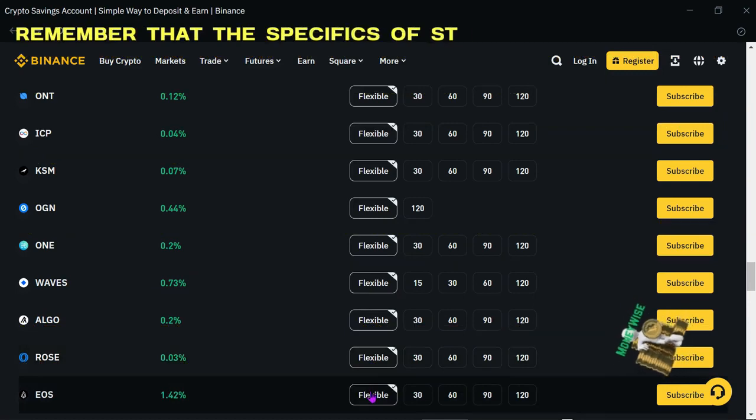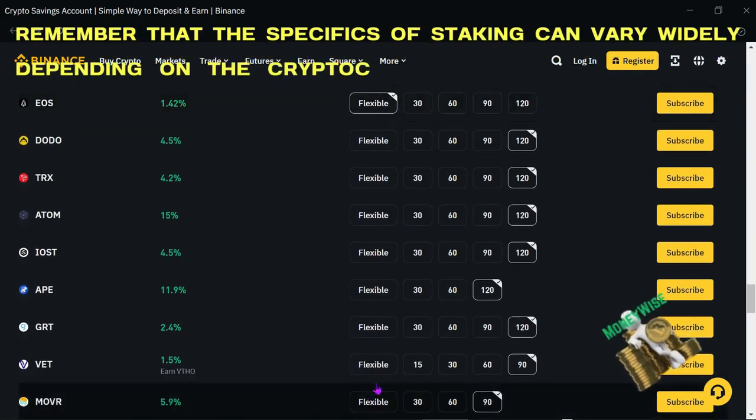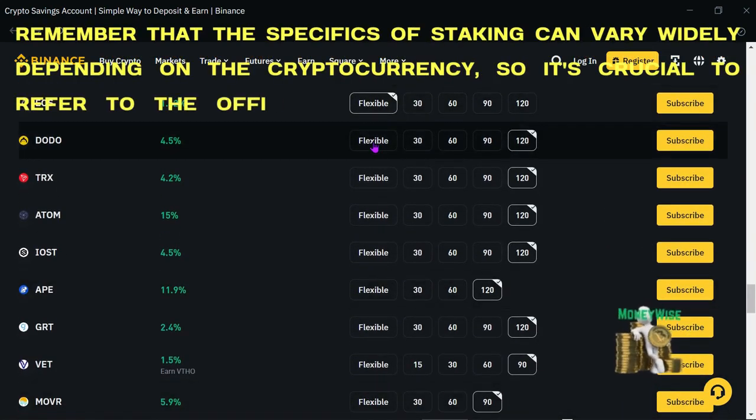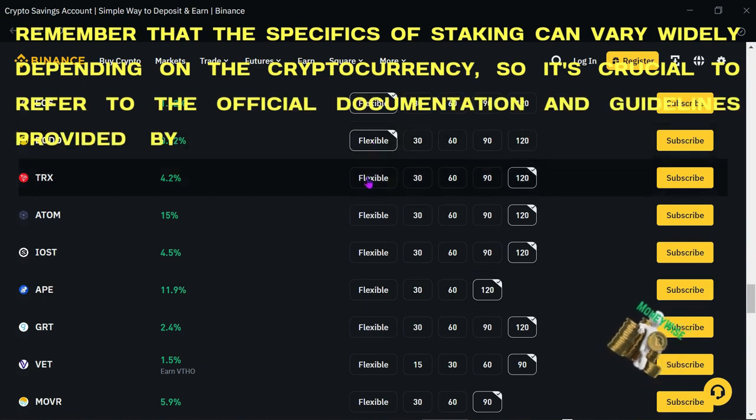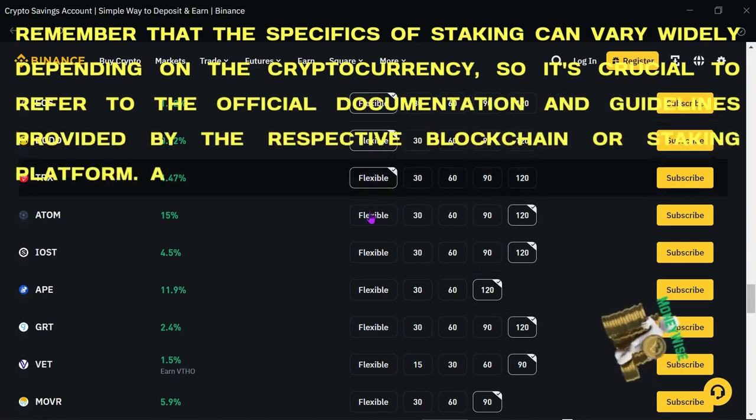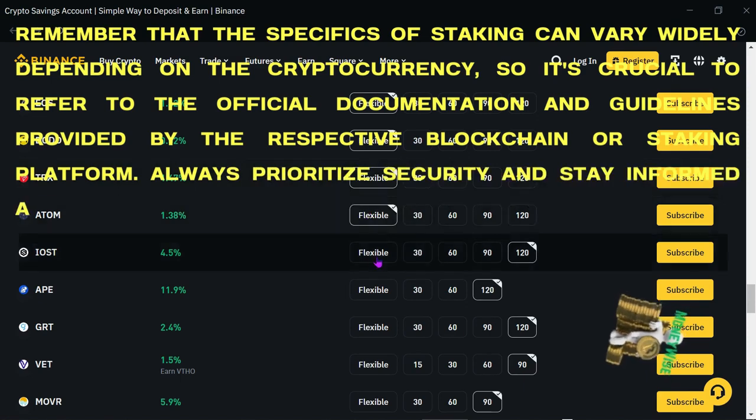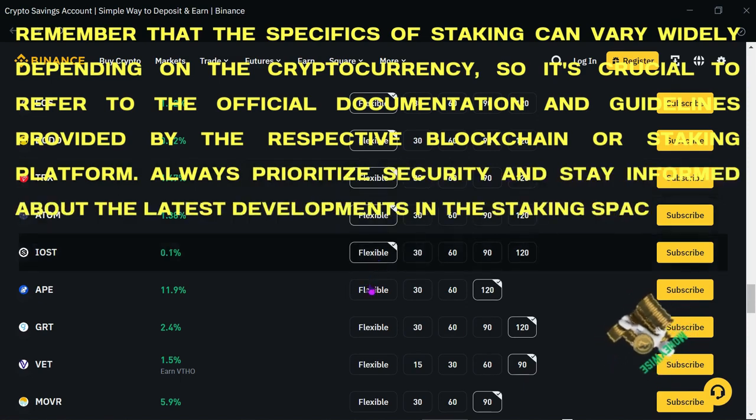Remember that the specifics of staking can vary widely depending on the cryptocurrency, so it's crucial to refer to the official documentation and guidelines provided by the respective blockchain or staking platform. Always prioritize security and stay informed about the latest developments in the staking space.